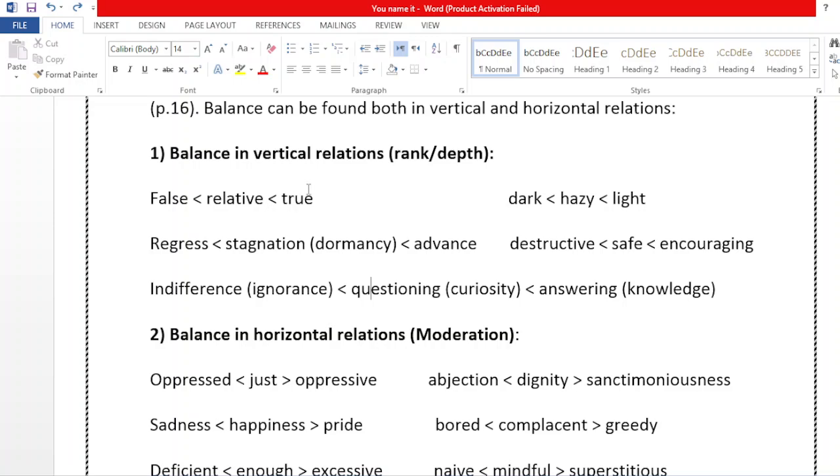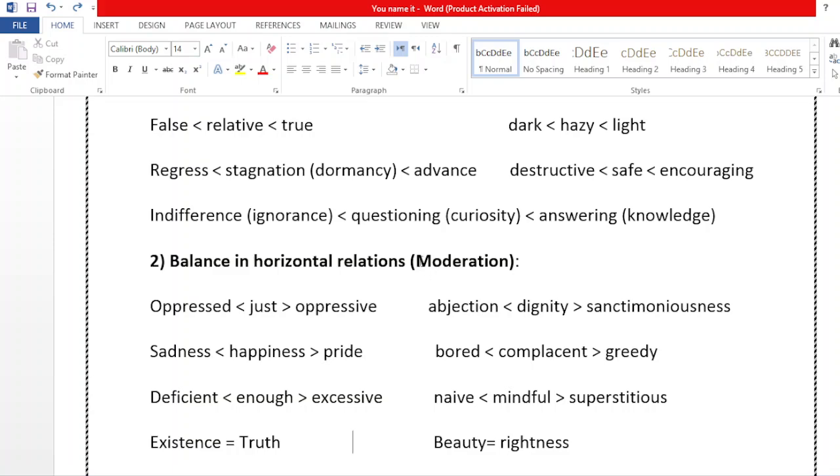So, in vertical balance, the highest position is the best position, while in horizontal balance, which is also known as moderation, the middle ground is the best position. So, if we had two opposites in horizontal balance, the middle ground would be a positive quality. And if we had two deeply positive sides like existence and truth, the middle ground would be something like an equation or correspondence.